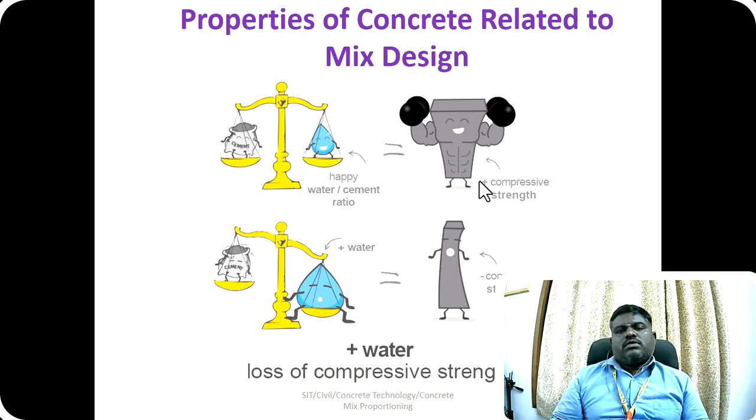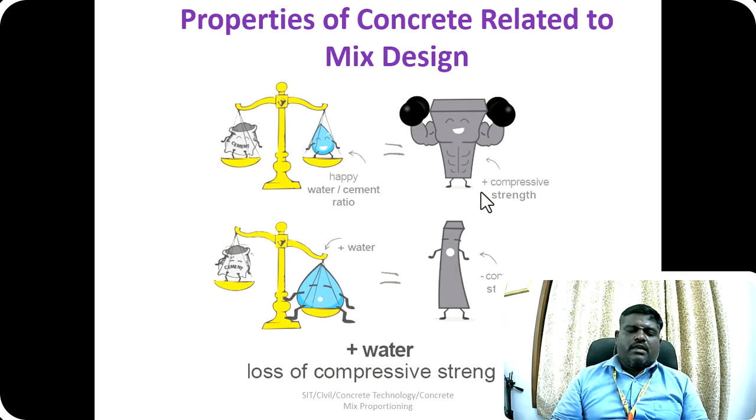So this is a pictorial representation of how the water cement ratio is affecting the strength of the concrete. In the first diagram, you can see the cement content and the water amount are balanced, so that the concrete is feeling happy, right? Because the amount of water and the cement is balanced. The result is we will achieve a good concrete with good compressive strength.